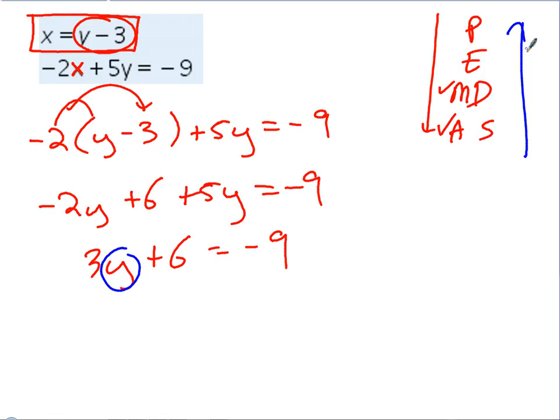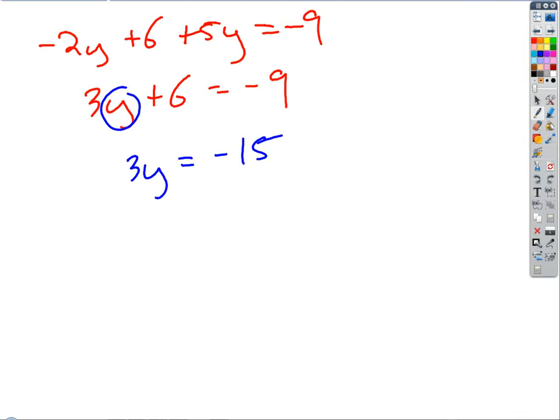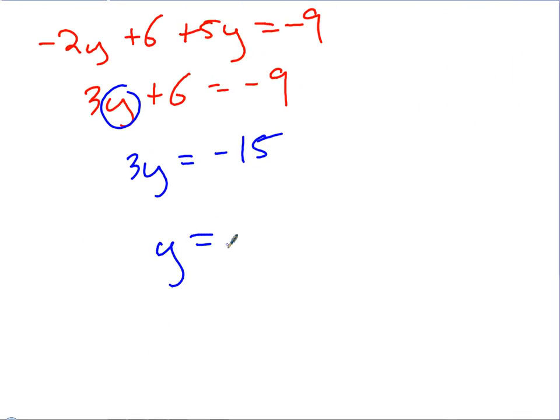Add 6? Subtract 6? Okay, so subtract 6, so I get 3y equals, what's -9 minus 6? -15. It's the very same thing. Subtracting is like adding a negative. So -9, perhaps it's easier to think of that as -9 plus -6. Either way, it's -15. And what's my last step? Divide by 3. So y equals -5. Good. Are we done?